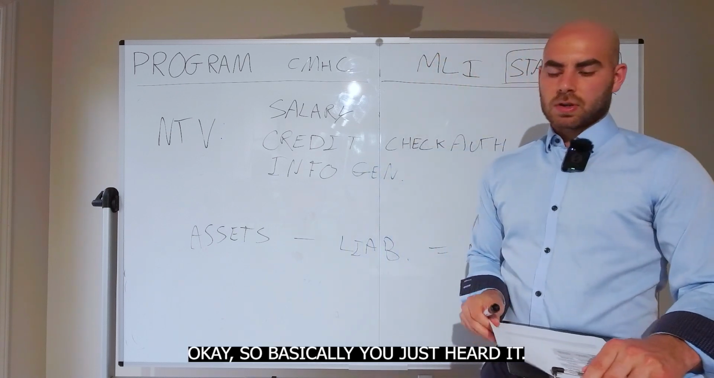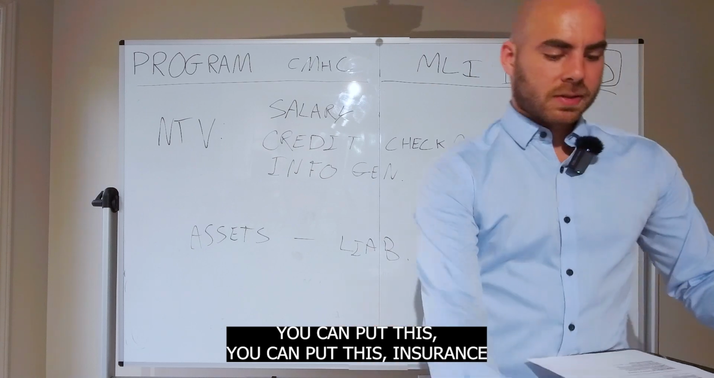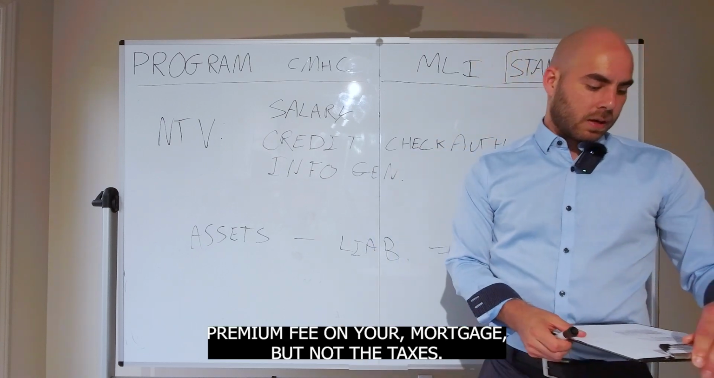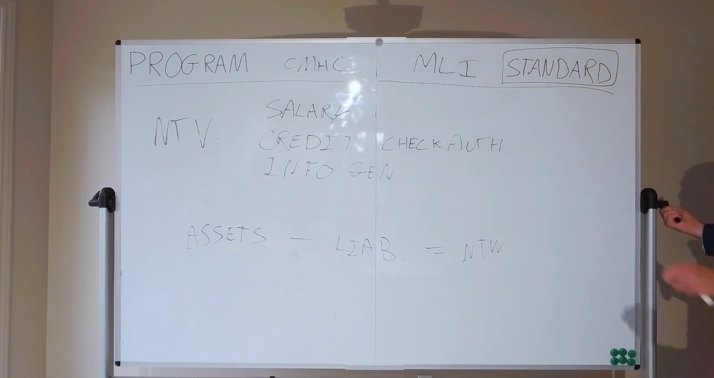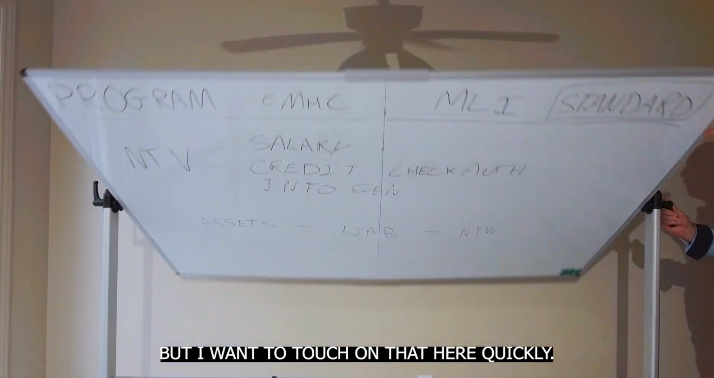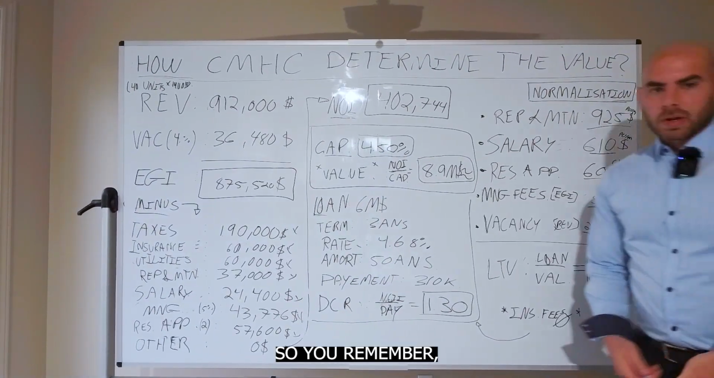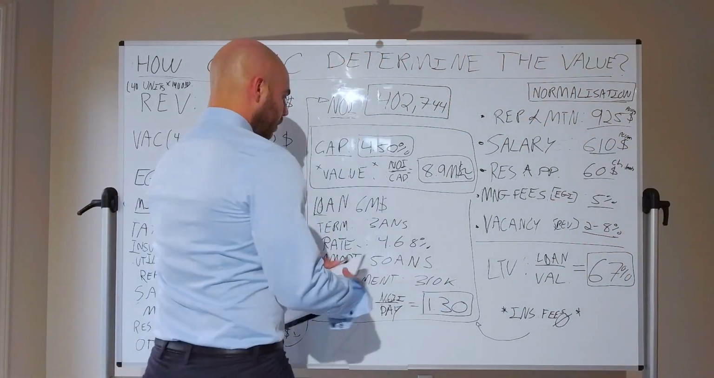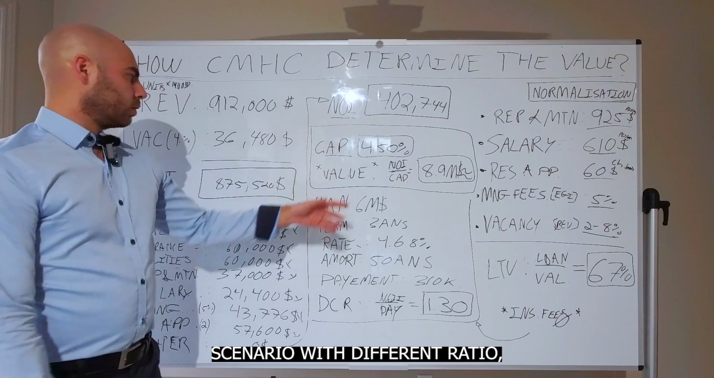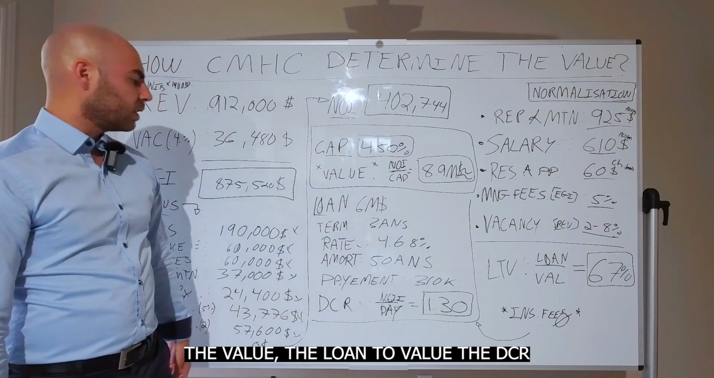Okay, so basically you just heard it. You can put this insurance premium fee on your mortgage, but not the taxes. But I want to touch on that here quickly. So you remember before we did an entire scenario with different ratio, the value, the loan to value, the DCR.